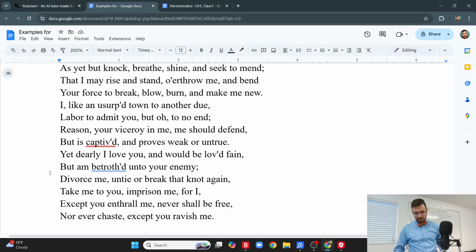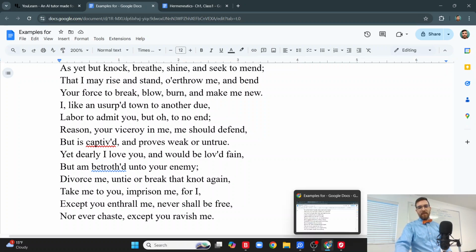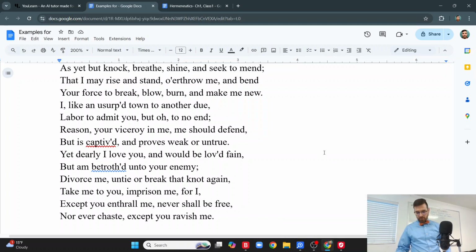Example of hermeneutics. So, what would be some blocks to gaining understanding of a text? Language. Yeah.